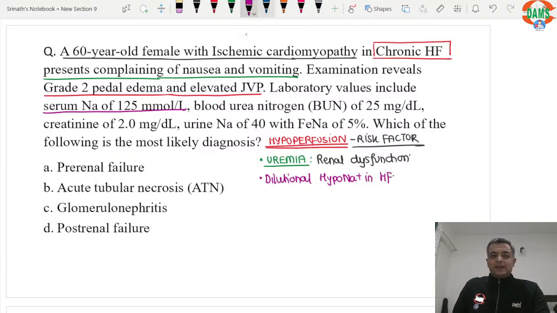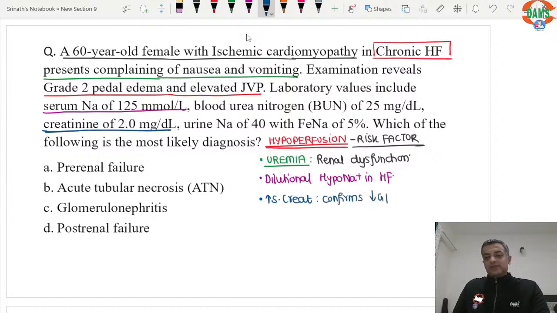But the creatinine has increased to 2. So along with urea, elevated serum creatinine. Okay, so correct answer, is it B or C? Answer, increased creatinine confirms there is renal dysfunction. GFR has become low.